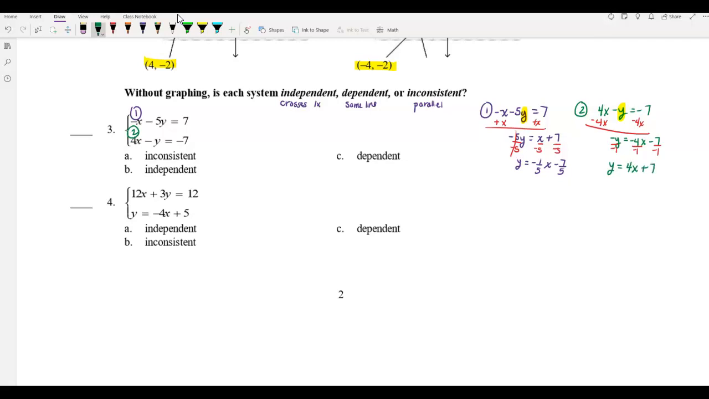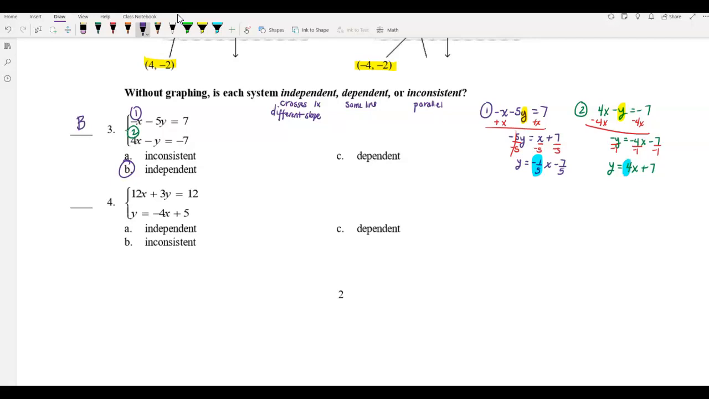So the key here is to look at our slope. So here we have a slope of -1/5 and a slope of 4x, or 4. So if we have different slopes, that means it crosses one time. And if it is crossing one time, we are independent. So the answer is B.